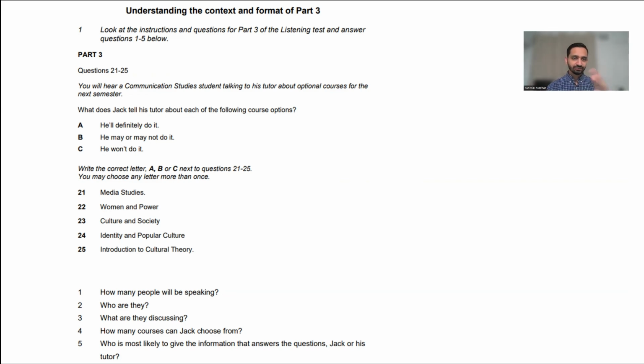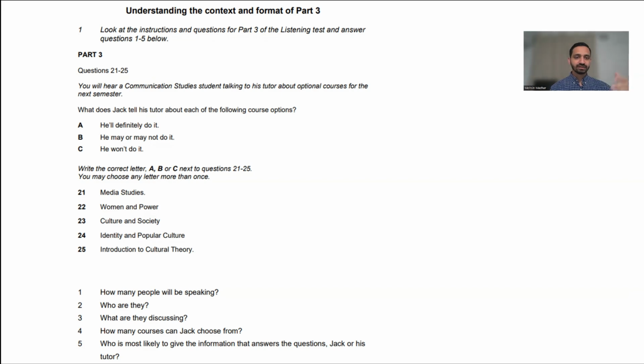But in part 3, let's read it out. It's very important that you understand the context here. You will hear a communication studies student talking to his tutor about optional courses for next semester. So that's the context. What does Jack tell his tutor about each of the following options? Either he's definitely going to do it, or he may or may not do it. That's where, when we were talking about certain and uncertain, the speaker is certain about things, or is not certain about things. And then C, he definitely will not do it, which is, he won't do it.